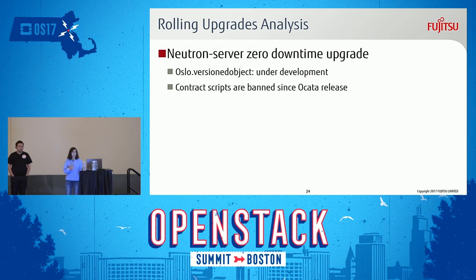And in Neutron server's case, since the Ocata release, we can have multiple versions of Neutron server running at the same time. But actually, the development of Oslo versioned objects hasn't been finished yet. The community is still trying very hard to get it done in the P cycle. The reason we can support this from the O cycle is that we banned all the contract scripts. Previously, all the Neutron server downtime happened while we were doing the contract database migration. Now, since all these contract scripts are banned upstream, we no longer encounter any contract-caused Neutron server downtime.